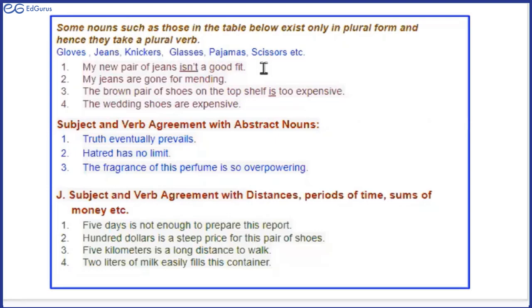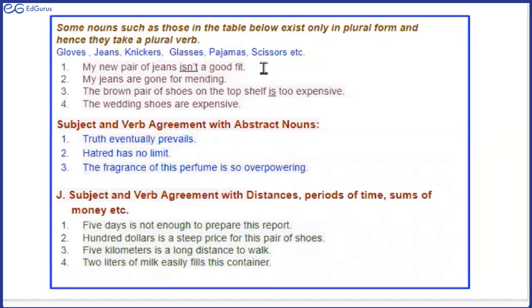Right? Now the next is subject and verb agreement with distances, period of time, sums of money. Examples are given here. 5 days is not enough to prepare this report. This is period of time, 5 days. We don't say 5 days are not sufficient. No, 5 days is not the sufficient time. Give me some more time. 5 days is not the sufficient time. Will you do in 2 days? No, 2 days is too little the time. This is how we talk, right?